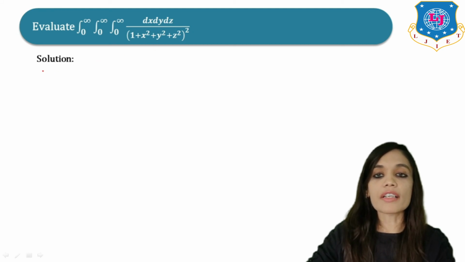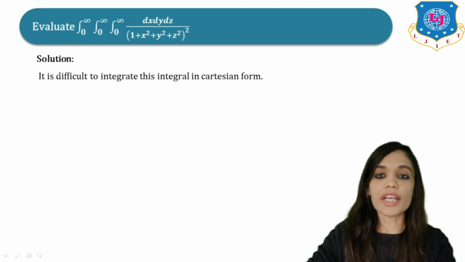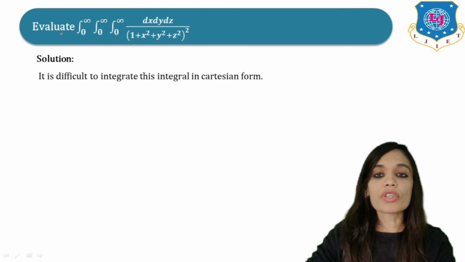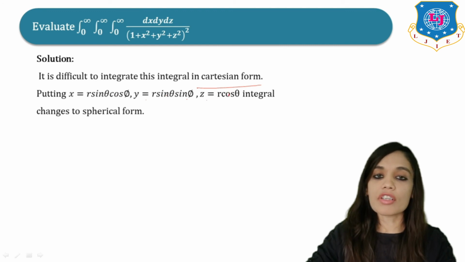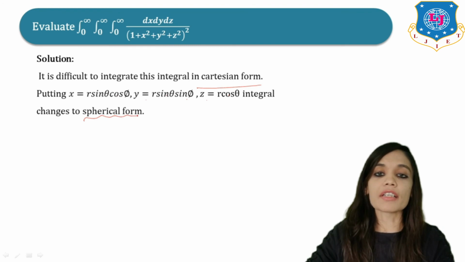Okay, so now let us start with the solution. Looking at the integral, it is difficult to integrate this in Cartesian form. So what will we do? We will put x as r sin theta cos phi, y as r sin theta sin phi, and z as r cos theta, and evaluate this integral in spherical form.